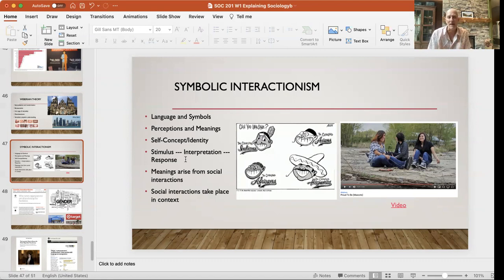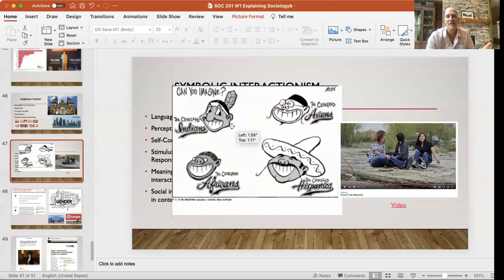So the meanings that we have of things come out of a social context, historical, cultural, social context, and we're trying to understand those meanings. Cleveland Indians, Native American mascots.